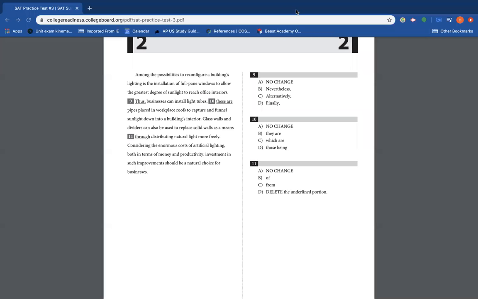Okay. So, quick things about the colon. We use the colon in two major ways. One is when you're starting a list.